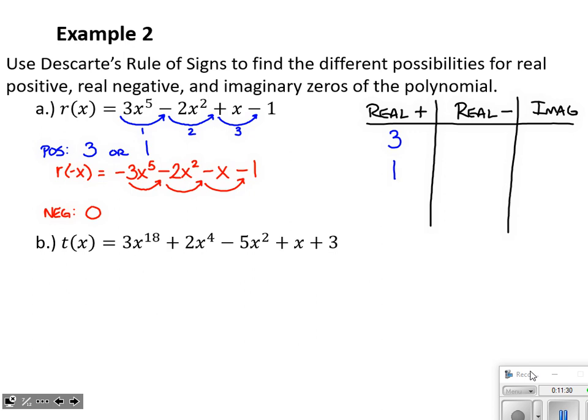Possibilities for real negatives, well, there were no real negatives. And so that means for imaginary zeros, because it was a 5th degree polynomial, if I did have that first line, 3 real positives, that means 2 had to be imaginary. Or if I had 1 real positive, I would have 4 imaginary solutions. So you can see just by looking at the signs in that polynomial and kind of looking at how those change from one term to the next, we can get an idea of what our solutions should look like.